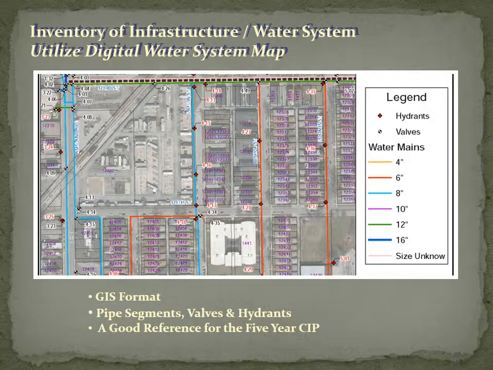Here we can see a GIS-based municipal water system map that accurately shows pipes, valves, and hydrants. The pipes have been linked with pipe diameter, material, age, and length. The pipes here are shown as different colors based on diameter. This water system map is now ready to link inspections, conditions, and repairs and is a good reference for the 5-year plan.